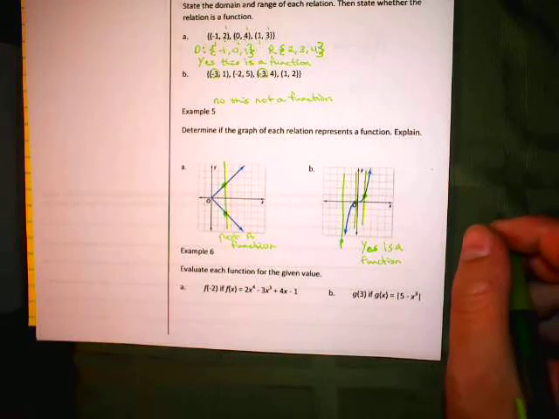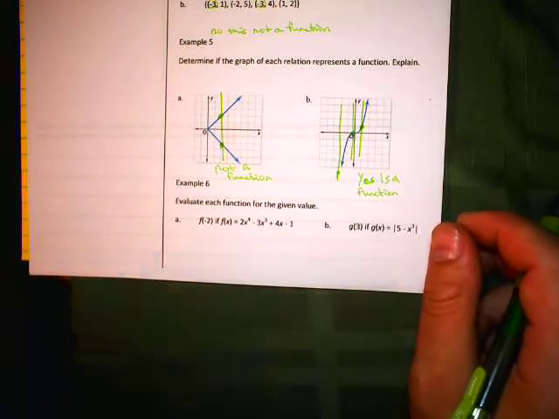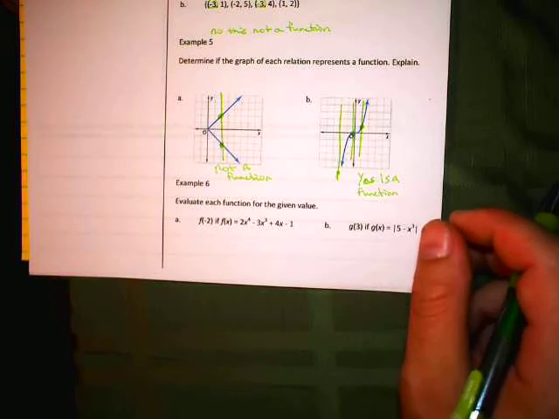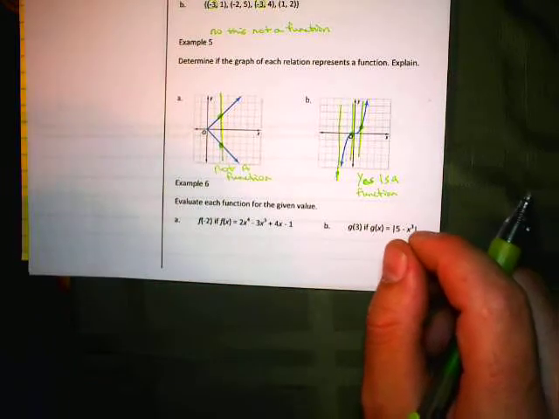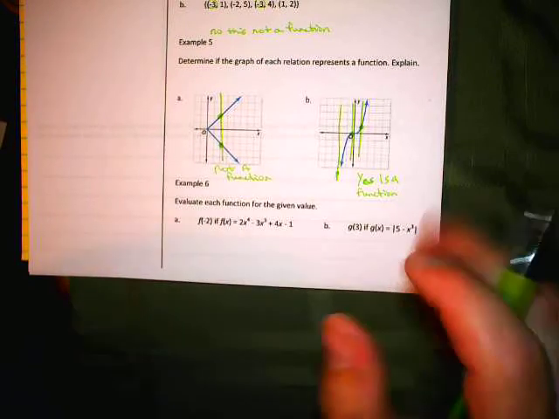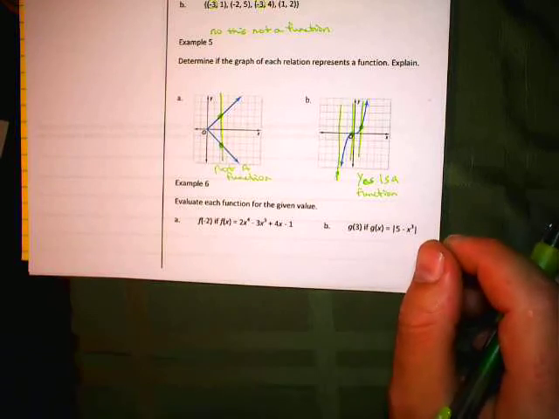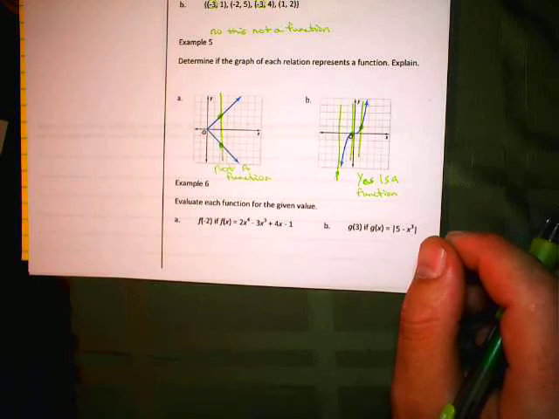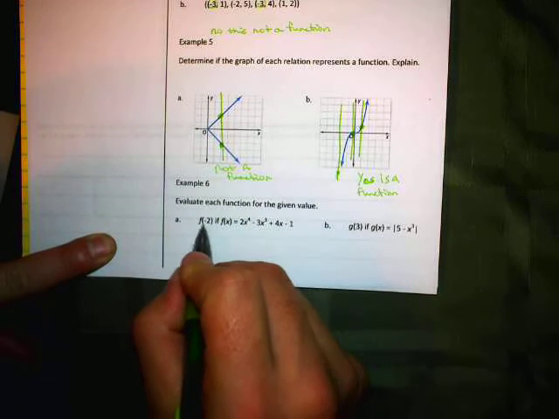Alright, so just like we did at the very beginning, we had that first problem, number 1. For our warm-up, we were just evaluating each function for its f of x value. In this case, it's f of negative 2 if f of x is 2x to the 4th minus 3x to the 3rd plus 4x minus 1. So basically we're just going to replace all the x values with negative 2.